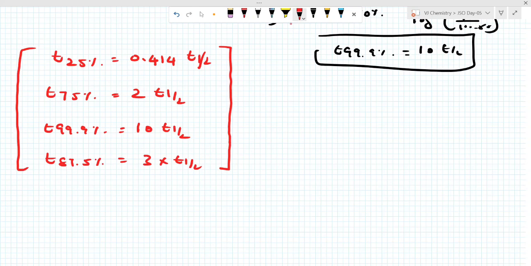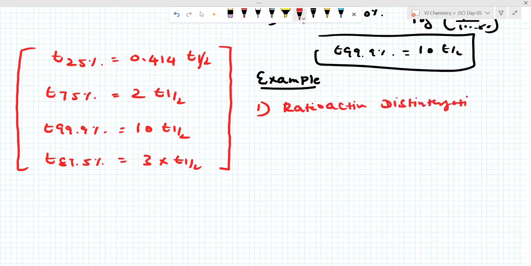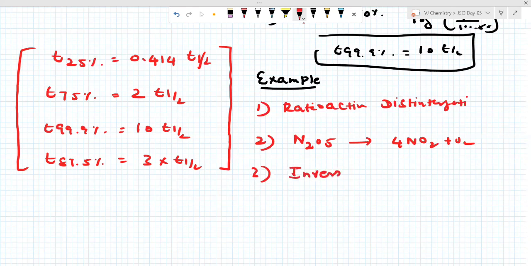Okay, now I go with the second order reaction. Examples are very important, please note. First example, radioactive disintegration. All radioactive disintegration reactions are first order kinetics. Second, decomposition of N2O5 gives 4NO2 plus O2, a first order reaction. Similarly, inversion of cane sugar is a first order reaction.